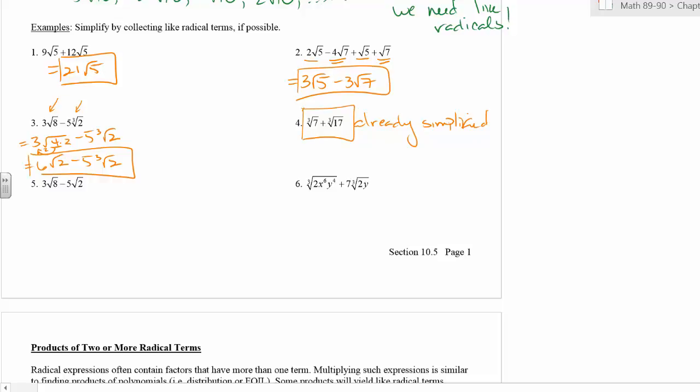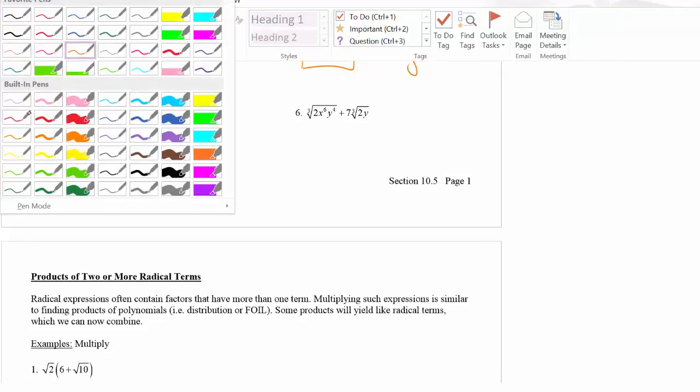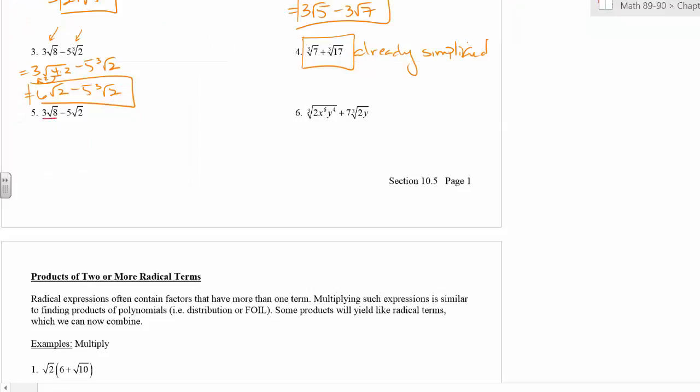So number 5, your radicands are different also. But this one I can simplify. I can simplify that square root of 8. So let's do it. For this guy, I have 3 times the square root of 4 times 2. I can pull out that 4; minus, I can't simplify the square root of 2 in that second term. 4 comes out as a 2. You already have a 3. We just talked about this. You get 6 square roots of 2 minus 5 square roots of 2.